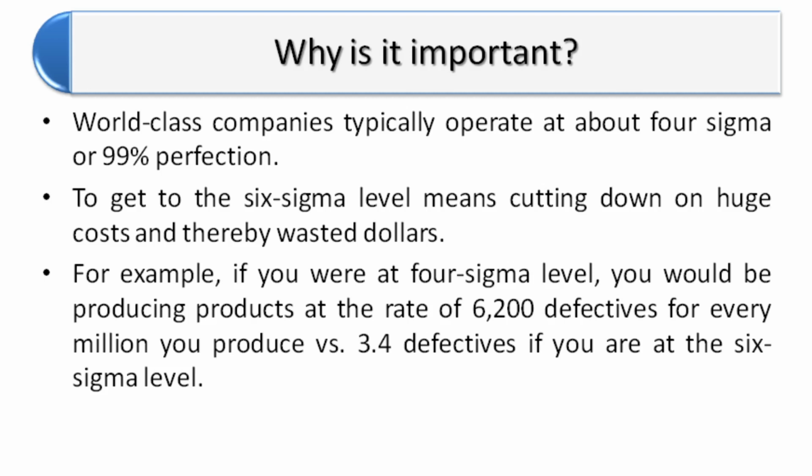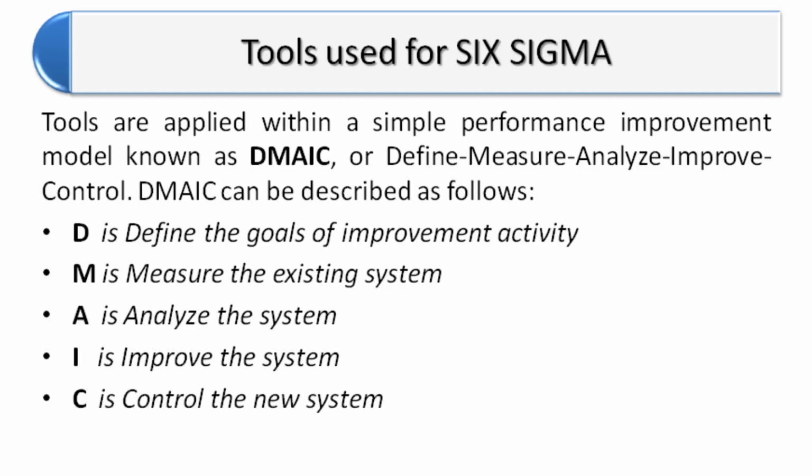Next, what are the different tools that are required for 6 sigma? There is one tool, DMAIC. These are the tools which are applied within a simple performance improvement model, known as DMAIC. It's an acronym for define, measure, analyze, improve and control. So DMAIC can be described as follows.